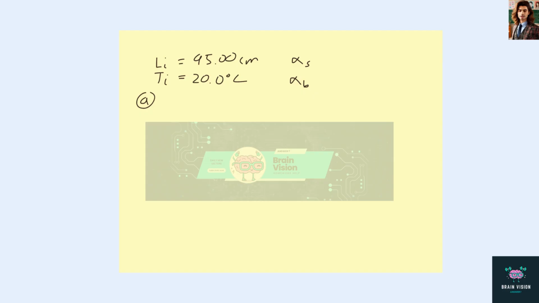First thing we want to do is open our textbook and look up values for the linear expansion coefficient of steel and brass. For steel, it is going to be 11 times 10 to the negative 6, and that's inverse degrees Celsius. And then brass is going to be 19 times 10 to the negative 6, same units, inverse degrees Celsius.